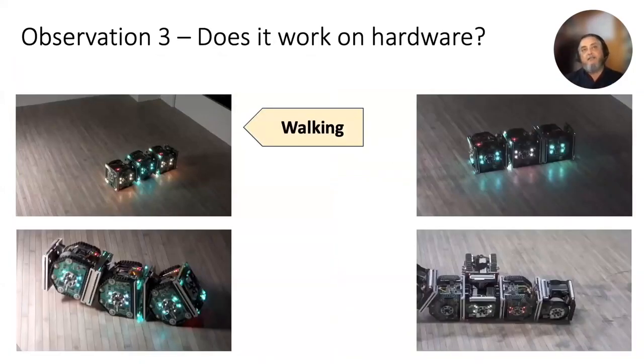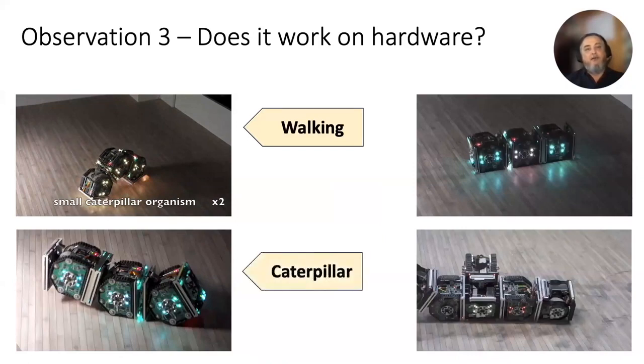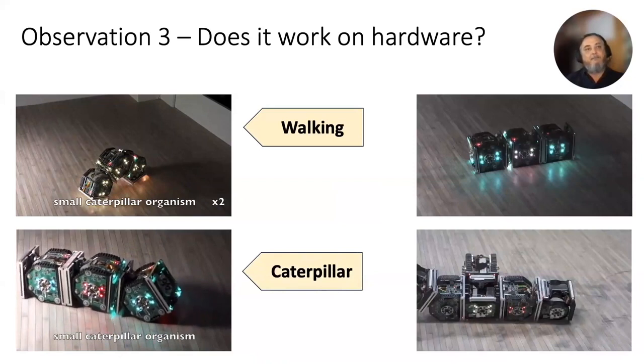Finally, we tested these controllers also in real hardware, and we looked at what gaits we can observe. Here you see a walking gait. Again, these LEDs show different types of hormones that are interacting in the body. But a similar organism can also engage in a different way of motion. Here you see a caterpillar gait. And you also see that there are different hormones produced.